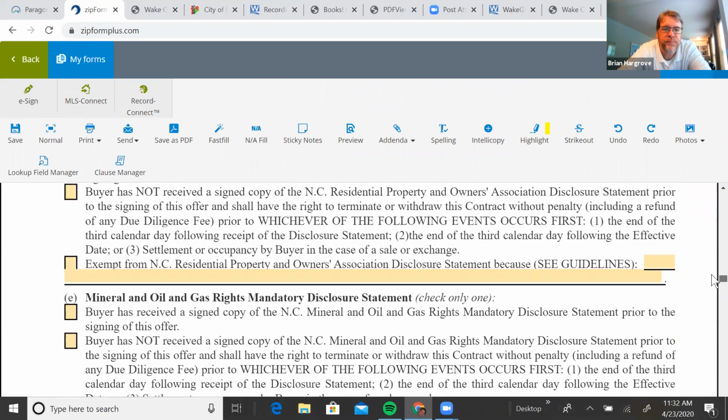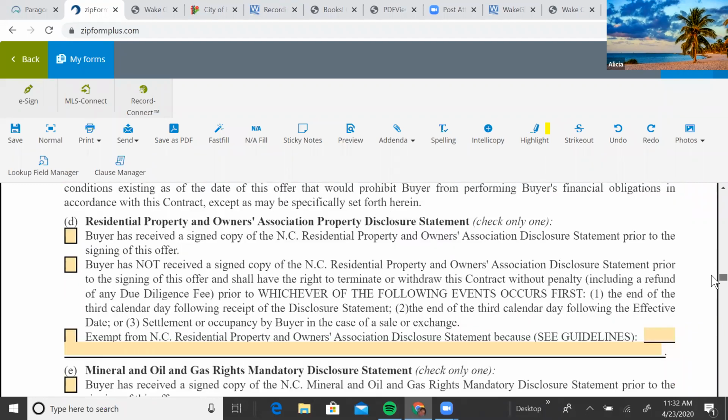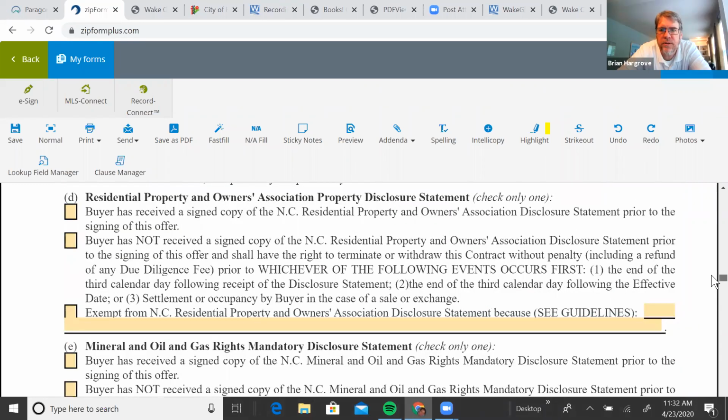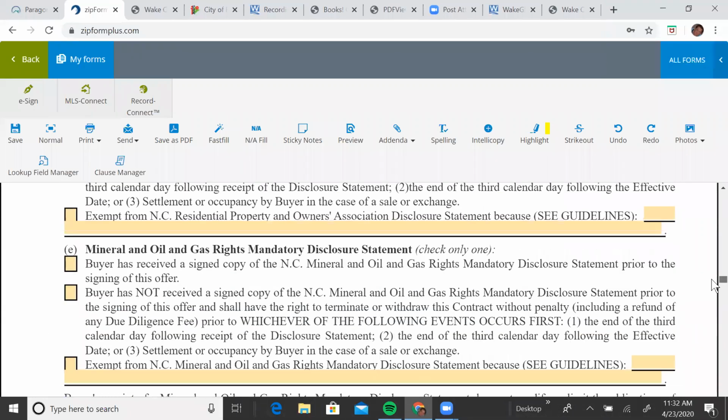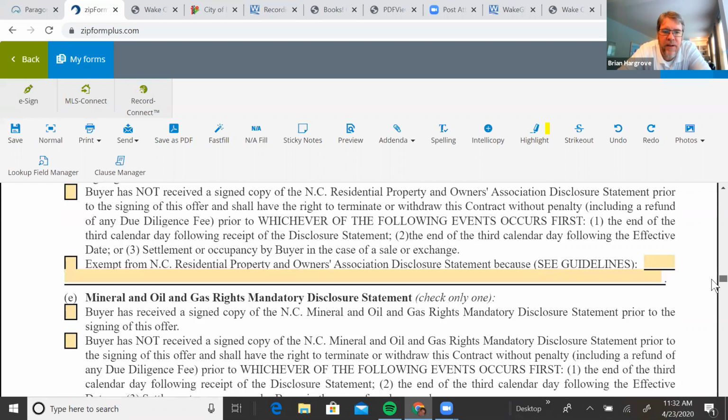All right, thank you. So, residential property owners association property disclosure statement. Buyer has received a signed copy of the property disclosure, and then the next one down is have they received the mineral rights. So they basically say the same things. That's why I'm going to talk about D and E at the same time. The top line under D and E are, did you get a copy of the property disclosure and did you get the mineral and gas rights?